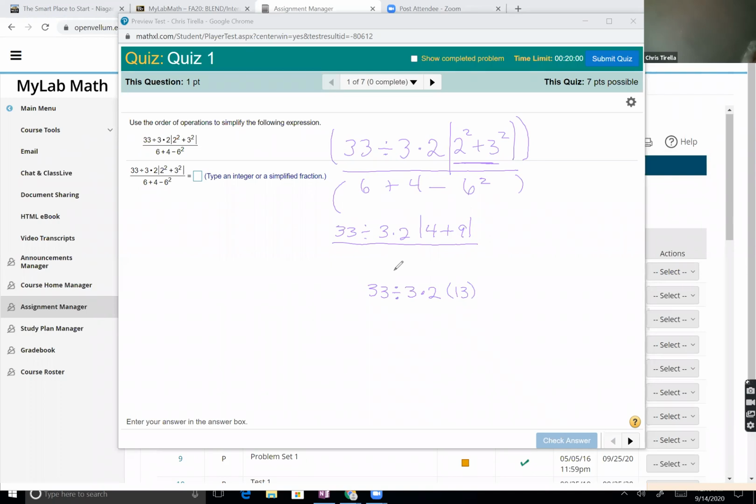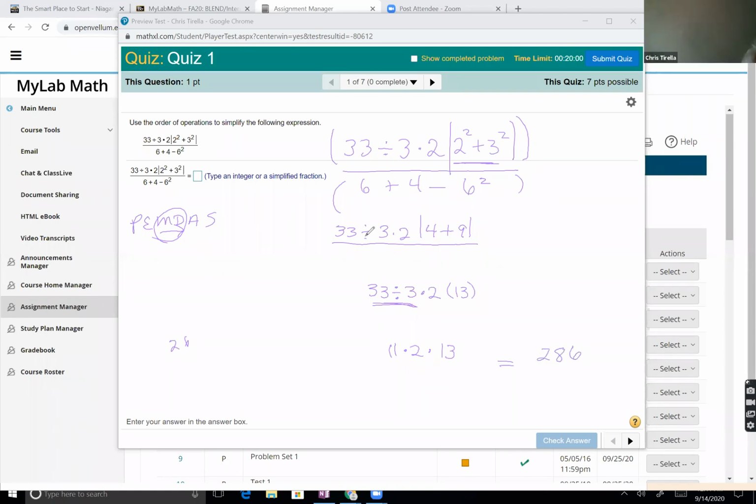Then order of operations. Do you remember we said it was PEMDAS? And the multiplication and division is all one step as they come from left to right. So in simplifying this, you really need to divide 33 by 3 before you multiply. So that becomes 11 times 2 times 13. So 22 times 13 is, oh Lord, I'm hitting a blank. 286. 286, thank you.